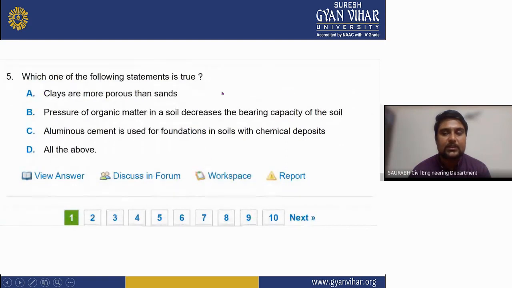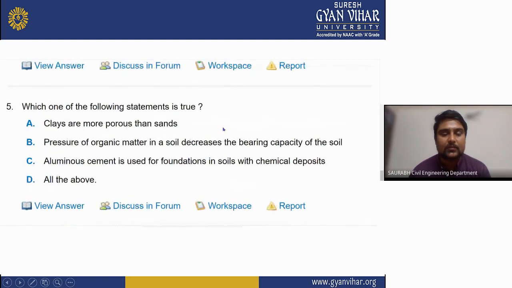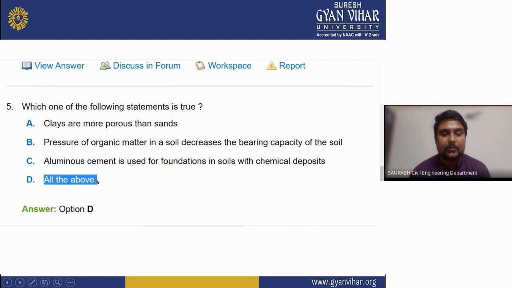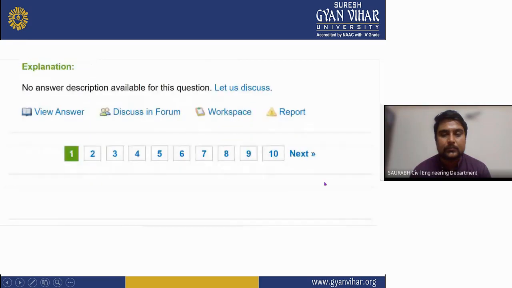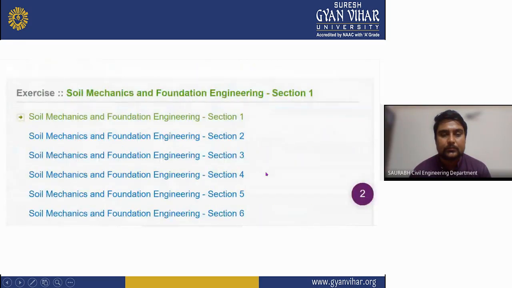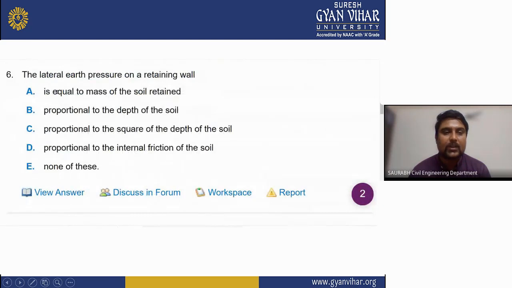Which of the following sentences is correct? Here we have to answer it. Clay is more porous than sand. Presence of organic matter in soil decreases the bearing capacity of soil. Aluminous cement is used for foundations in soil with chemical deposition. All of the above. Here the right answer will be all of the above.